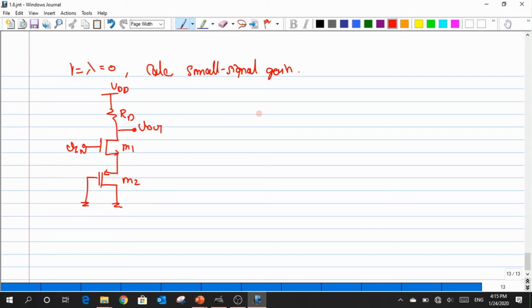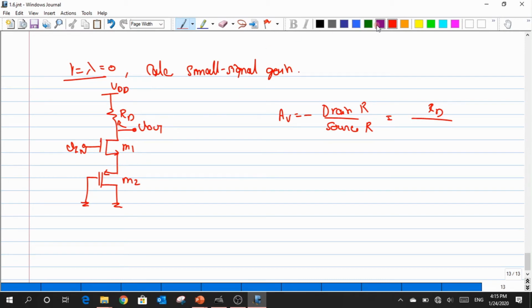I have just told that whenever I have this condition, I can always write the gain as something like drain resistance divided by the source resistance, right? And if it is an inverting amplifier, put a negative sign at the beginning. The drain resistance was RD, so I can just put RD here. And now I need to find the source resistance.